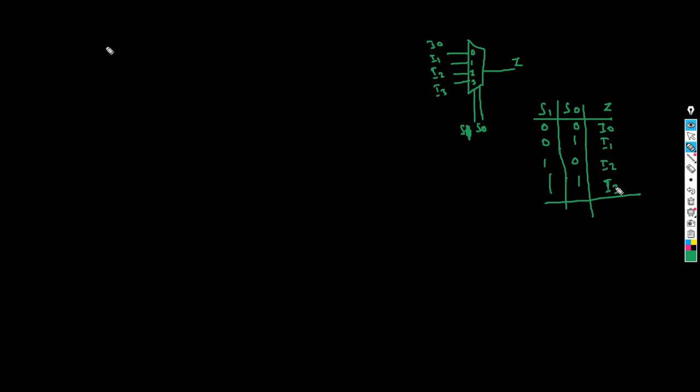Now see, you have your 4x1 mux here. But I only have 2x1 muxes. I don't have a 4x1 mux, but I need a 4x1. How would you design a 4x1 using only 2x1 muxes?